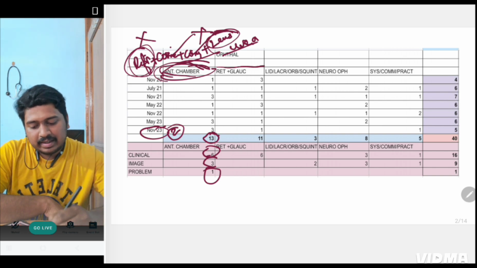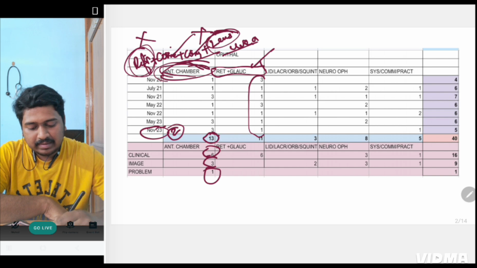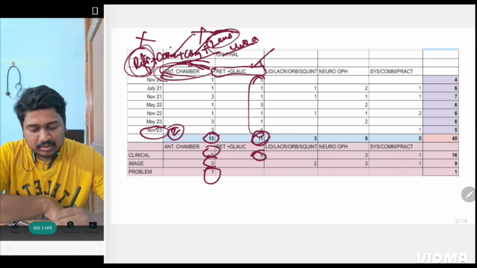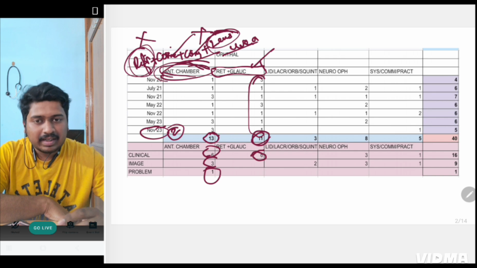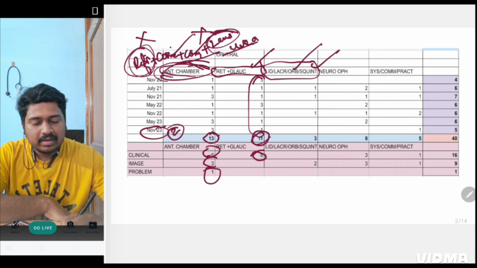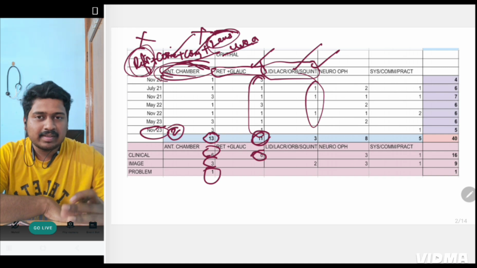Second, I have divided the topic as retina plus glaucoma. You had many questions on retina plus glaucoma, consistently asked. You had 11 questions from these, and again 50% were clinical based questions. Lid, lacrimal apparatus, orbit and squint had very few questions, only 3 so far, and in squint I think only 1 question was asked. So give less importance to this.